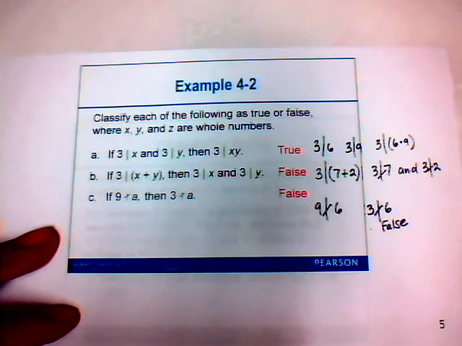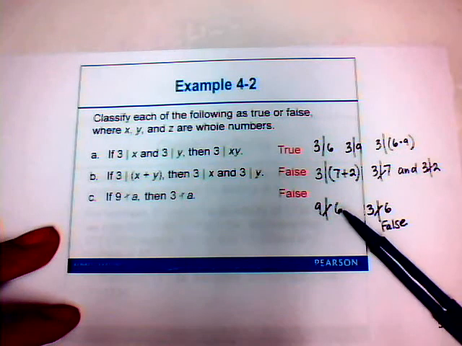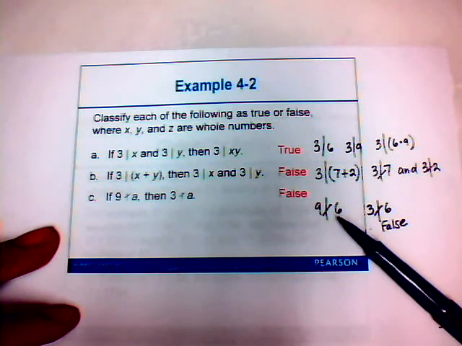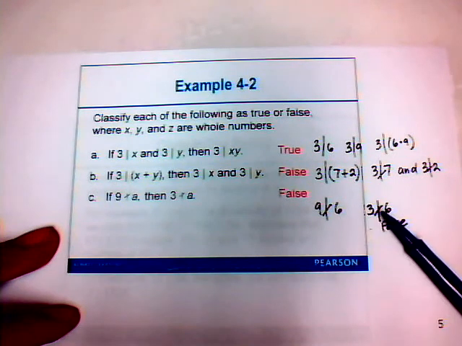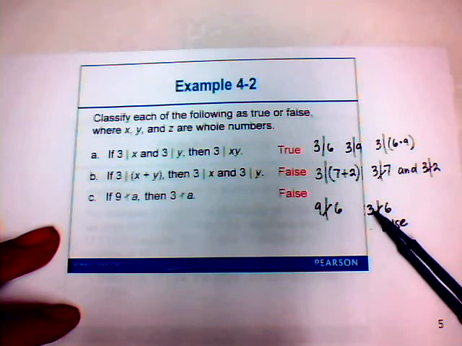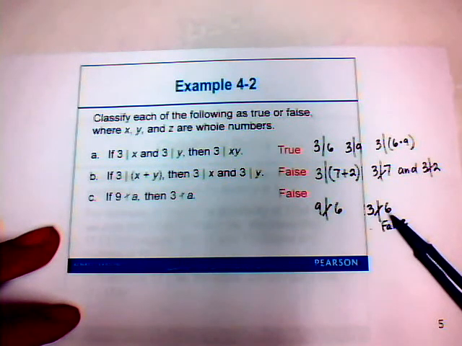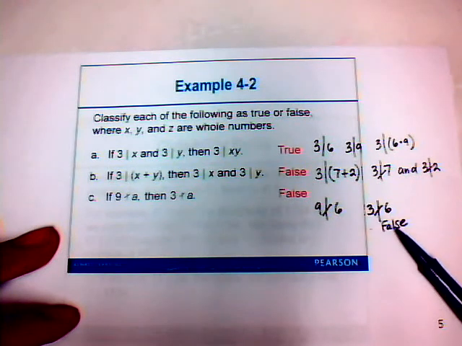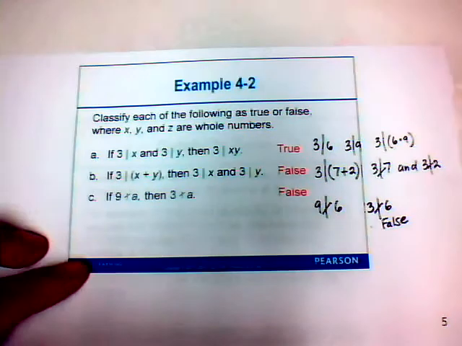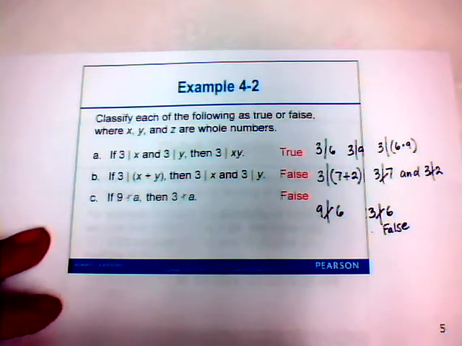Part C. If 9 does not divide a, then 3 does not divide a. That's going to be false. Because in this case here, 9 does not divide 6. But that's not necessarily true for 3, because 3 divides 6. Because 3 goes into 6 2 times. So 3 not dividing 6 will be false. So this statement, part C, is false.